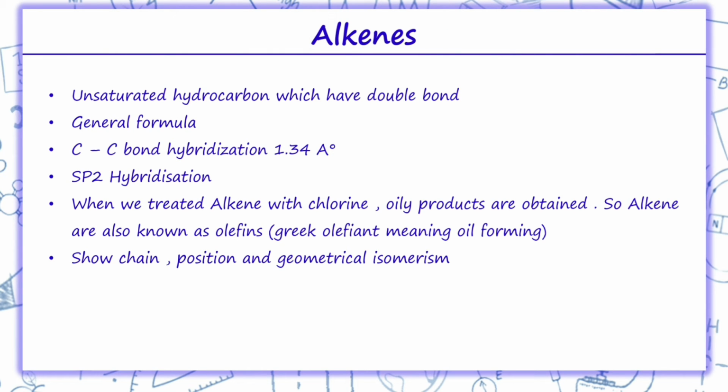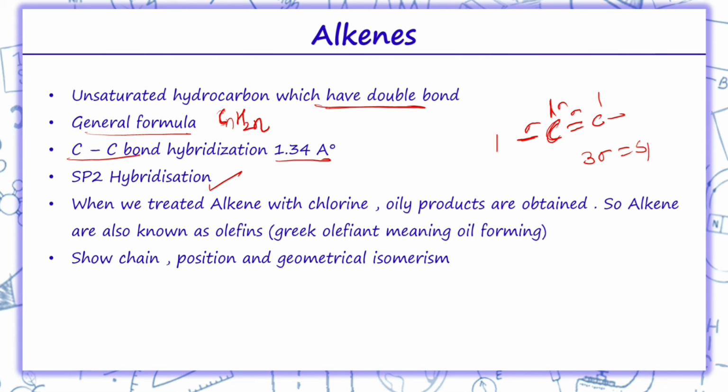Coming on to alkenes. The unsaturated hydrocarbons which have a double bond are alkenes. Their general formula is CnH2n. The C=C bond length is 1.34 angstrom. They show sp2 hybridization because of the double bond. Now let's suppose the remaining valency is satisfied by a single bond. So with one carbon there are 3 sigma bonds.